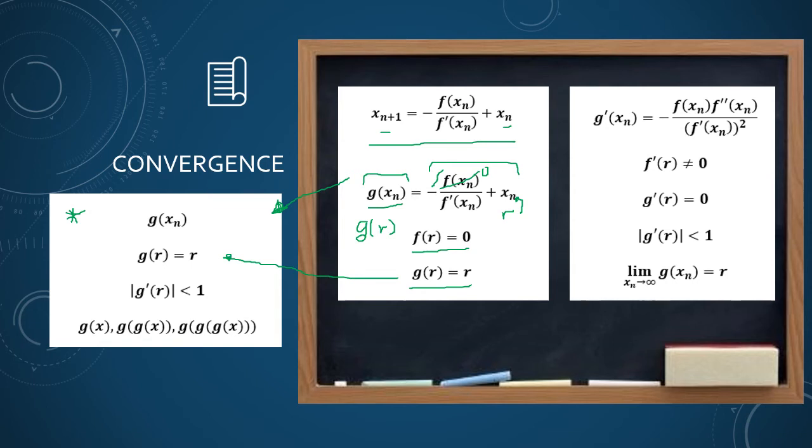Now, we want to also look at the derivative. Essentially we're trying to prove these conditions over here. So we look at our first derivative of g. It's basically just the quotient rule for this term, and the derivative of x of n with respect to x of n is just 1, and it equals this. It's just a little bit of algebraic manipulation, but that's what it equals.